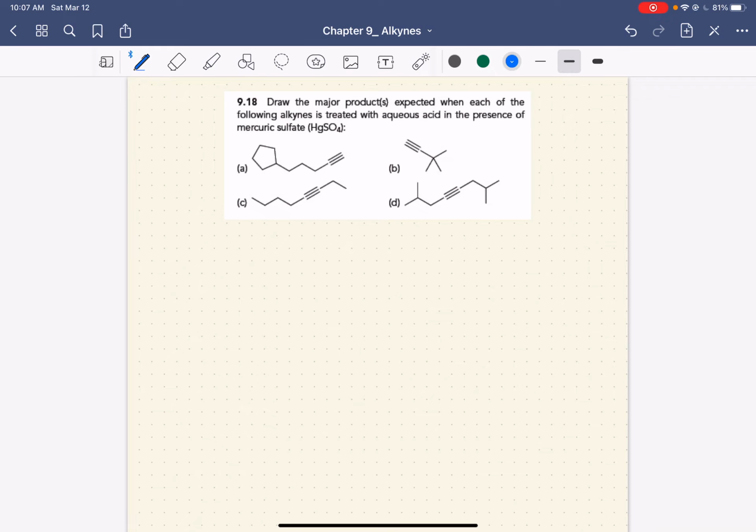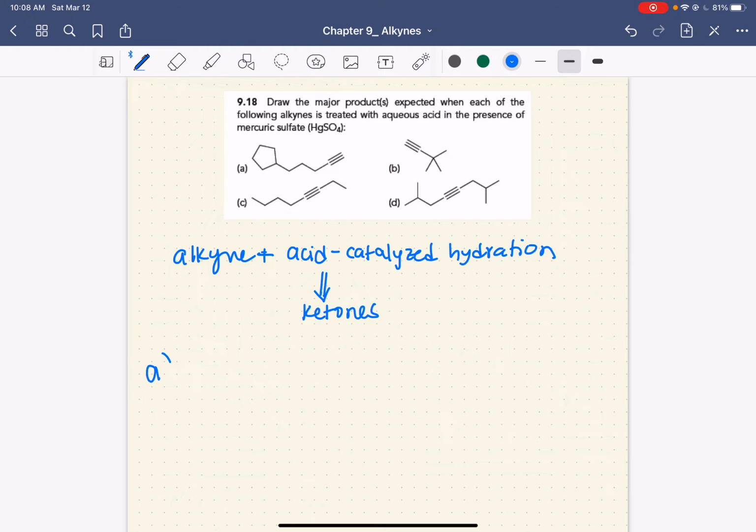Fantastic. Now, this problem set asks us to draw the major products expected when each of the following alkynes is treated with aqueous acid in the presence of mercuric sulfate. So it's telling us we're starting with this alkyne and treating it with our reagents for acid-catalyzed hydration. What do we know about this? It's going to yield ketones as products. That's what we're going to keep in mind as we do a few of these practice problems.